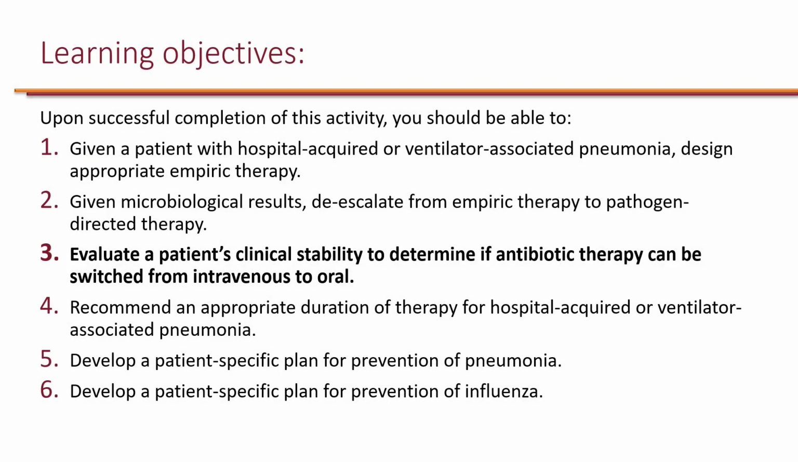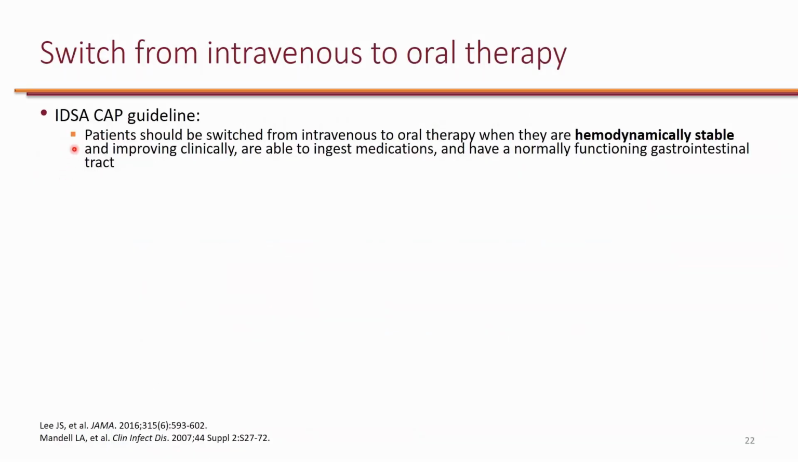We designed appropriate empiric therapy for HAP and VAP, and we de-escalated from empiric therapy to pathogen-directed therapy. Now let's evaluate a patient's clinical stability to determine if antibiotic therapy can be switched from IV to PO. IDSA guidelines for community-acquired pneumonia give us some guidance for switching patients from IV to PO. Keep in mind that community-acquired pneumonia can be treated as outpatient in moderate or less severe patients, whereas in hospitalized patients, the patient will receive IV antibiotics.